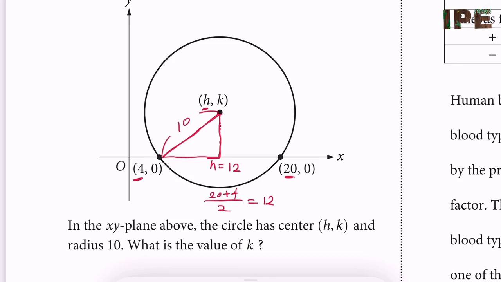If you make this triangle, the radius is 10, so this length is 10. And the x coordinate of the center is 12. So what is this length? 12 minus 4. This is 8. And this is the right triangle. Do you remember that 3 to 4 to 5 ratio? So 6 to 8 to 10, right? So we know 8 and 10 here. So what is this length? In the right triangle, automatically 6. That means k equals 6.